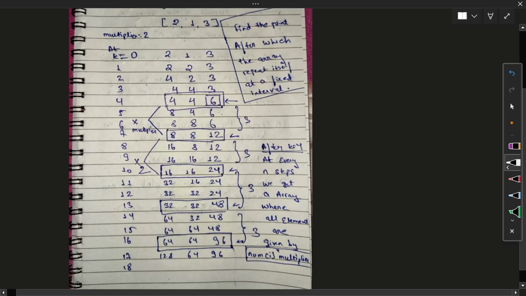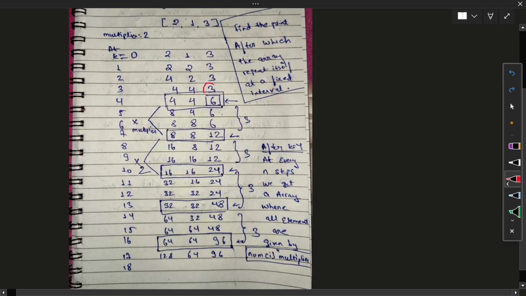So I have a picture here. Suppose this is our array, 2 1 3. 2 1 3 is our array. So we need to find the point after which the array repeats itself at a fixed interval. Suppose this is our input array, and we find the minimum element, then it will become 2. Then we again find the minimum element, so it will become 4. We again find the minimum element, it will become 4 each time. So this is our initial array.